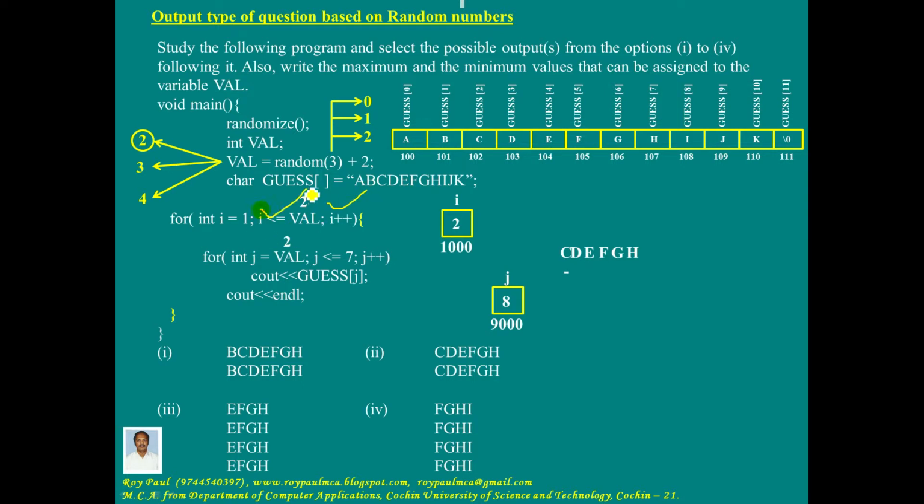After this condition is checked, 2 less than or equal to 2, correct? So it comes inside. The meaning of this one is all the characters from index 2 to index 7 are displayed. So this is index 2, C. This is index 7, so H. So here you get C, D, E, F, G, H. And because of this endl, the cursor goes to the next line.